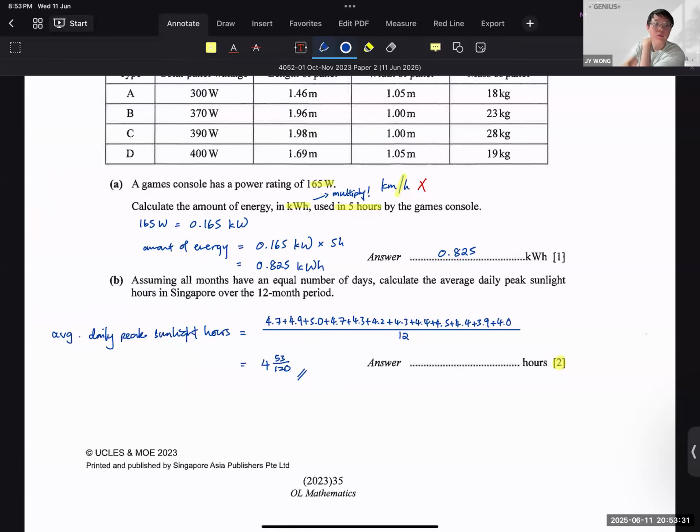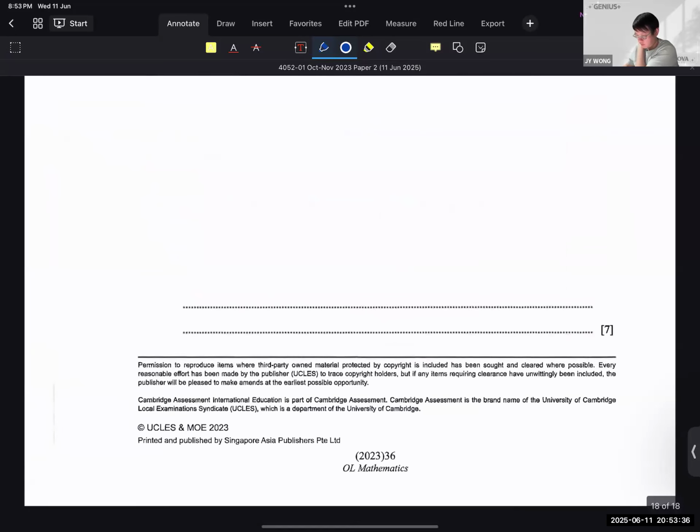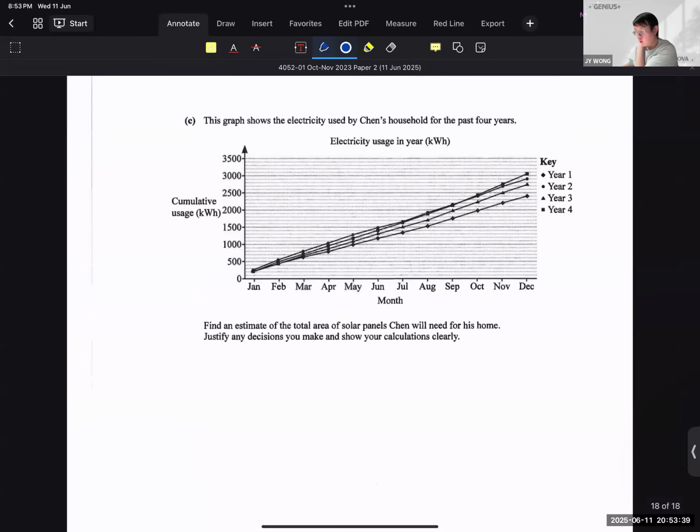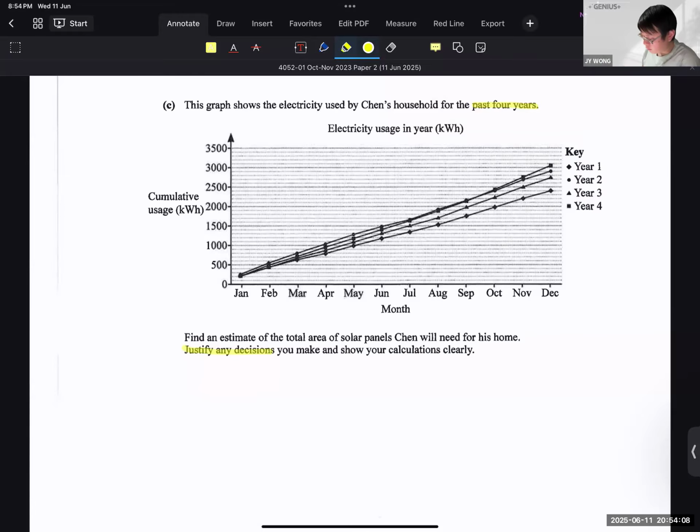Then we come to the fun part. Let's calculate how heavy the solar panels are so that they will collapse on Chen's house and kill him. That's what we are going to find next. Now, this graph shows the electricity used by Chen's household for the past 4 years. Find an estimate of the total area of the solar panels that Chen will need for his home and justify any decisions that you make, and showing all calculations clearly.